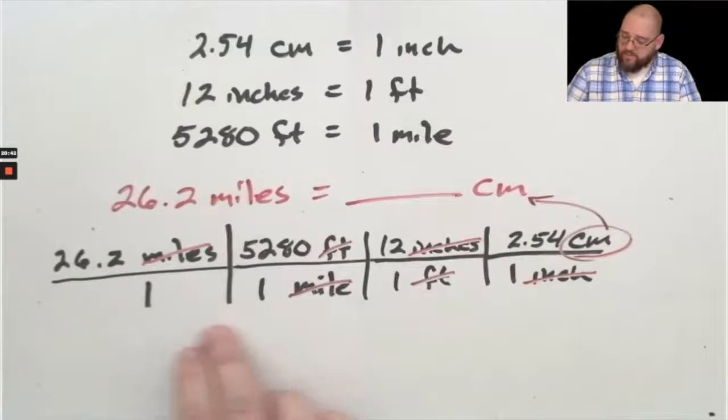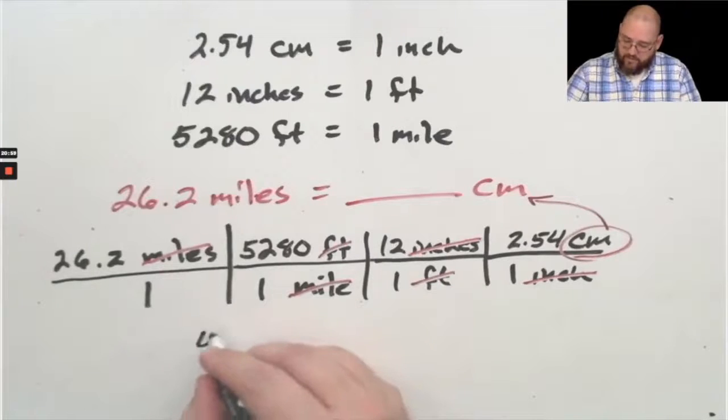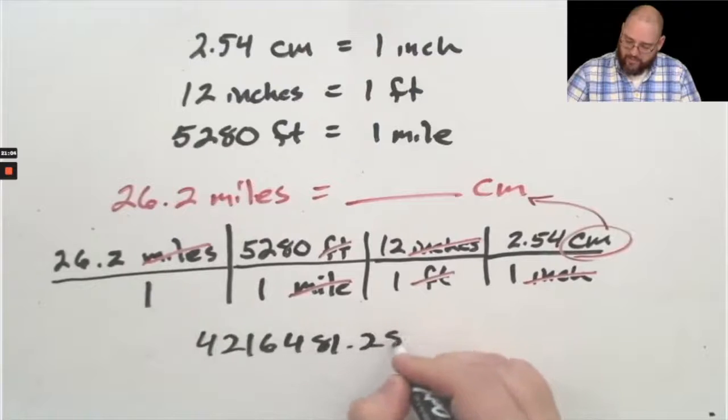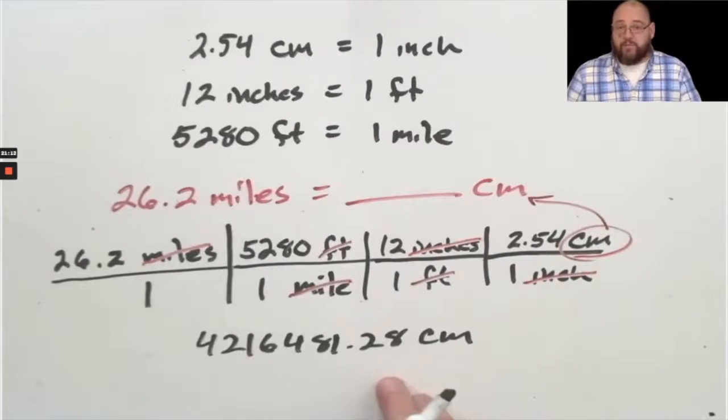Okay, so now we notice everything on the bottom is 1, so all we have to do is multiply across the top. So I'm going to do my 26.2 times 5,280 times 12 times 2.54, and I get an answer of 4216481.28 centimeters. Okay, so 4,216,481.28 centimeters. That's a lot of centimeters in 26.2 miles.